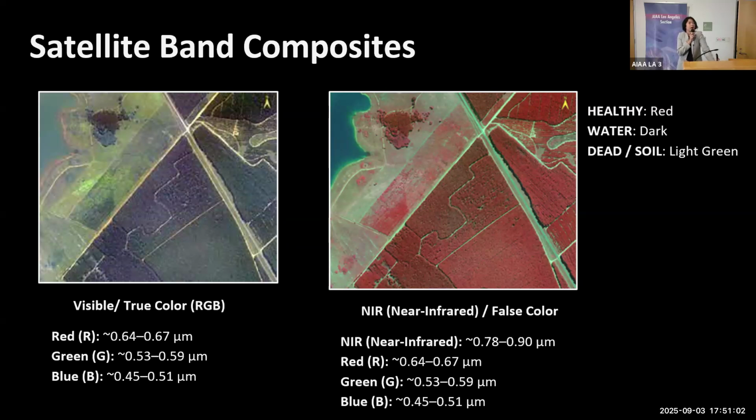So healthy would indicate red in this case. Water is the dark blue color up to the top left of the image. And you can see dead foliage and soil is indicated in light green. And you can think that this has a lot of applications, especially within the farming industry and response to wildfires.